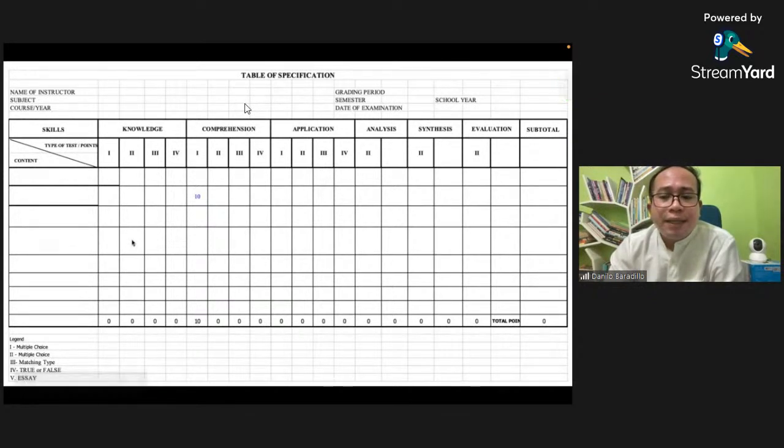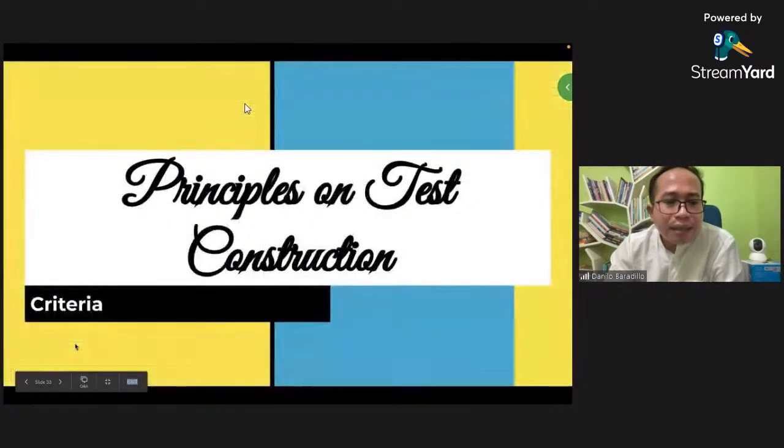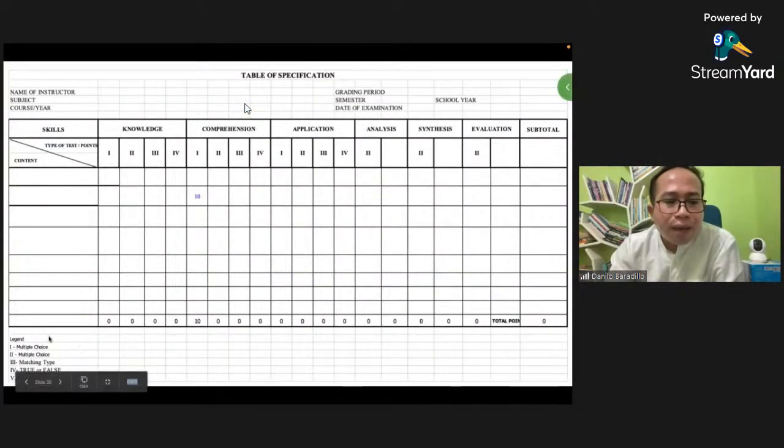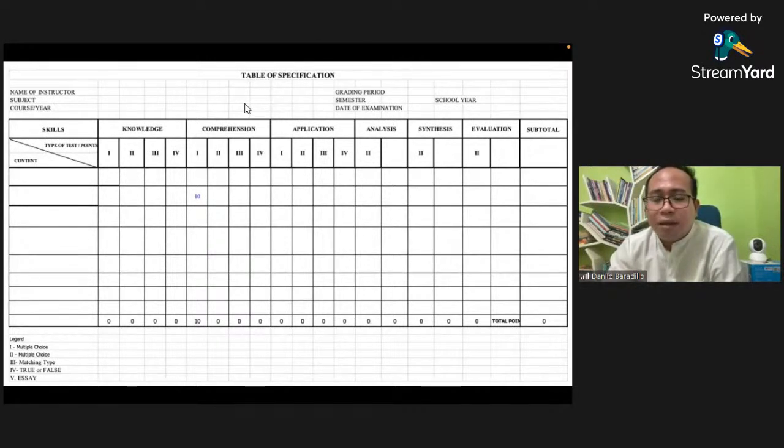Now, if you notice here, you have types of the test points. 1, 2, 3, 4, 1, 2, 3, 4, and so on. And these are actually placed as what? The legend right down below. Like 1 is for multiple choice, and 2 maybe is for another type. So you can have another legend or another type of assessment that you can place right in here, like true or false or essay. Whatever legend you have, you may have to indicate it here in the type of test or the points.